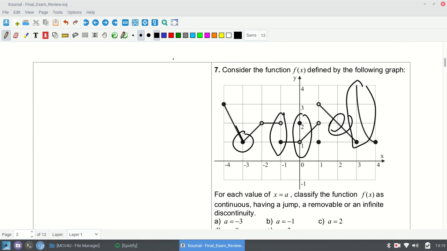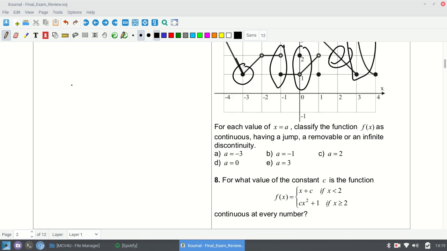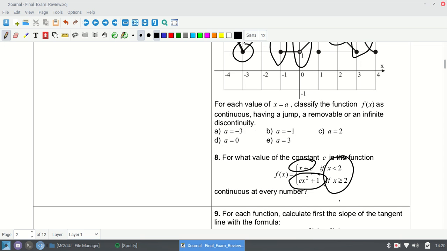Number 8. They give you a piecewise function: x plus c if x is less than 2, and cx squared plus 1 if x is greater than or equal to 2. Now it wants to be continuous at every number. Well, x plus c is a first degree polynomial, a linear function, so that's continuous everywhere. This one is a quadratic, continuous everywhere as well. So the only issue is at 2, and all we have to do is check the condition at 2.